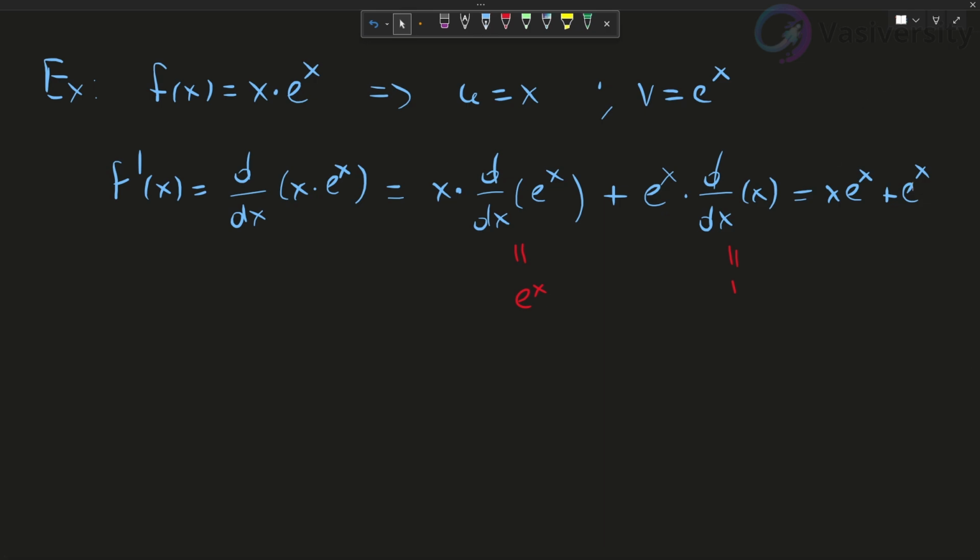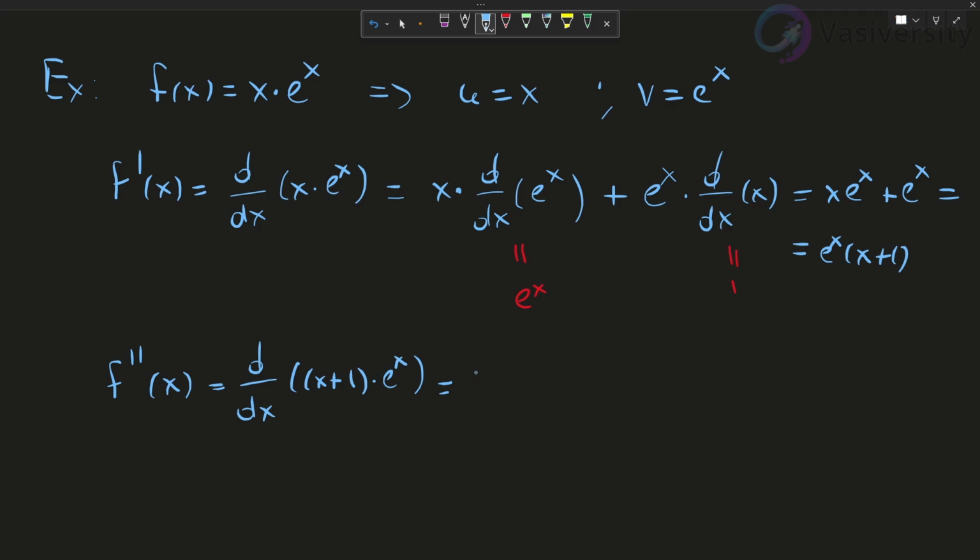And we are also allowed to do double derivatives. But first, let's simplify this one. This can be written as e to the x times x plus 1. Now let's go ahead and find the second derivative. We're going to have dx of x plus 1 times e to the x, like this. So that's going to be x plus 1 times e to the x.